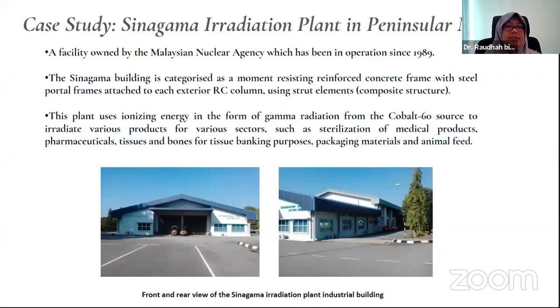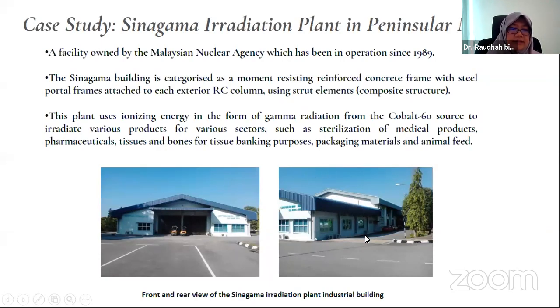The case study I'm going to share with everybody is on the Sinagama irradiation plant in Peninsular Malaysia. We could do this type of assessment for any facilities, based on whatever data is available. In this case, this facility is owned by the Malaysian Nuclear Agency, in operation since 1989. We know that the building here is a moment-resisting reinforced concrete frame. It has a steel portal frame attached to the exterior RC columns.